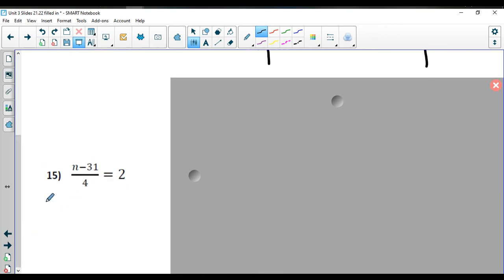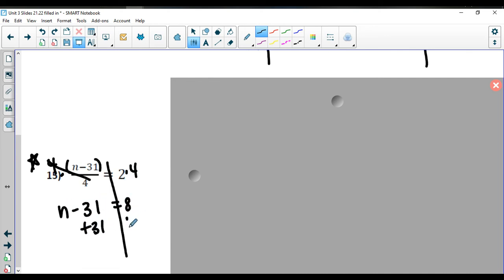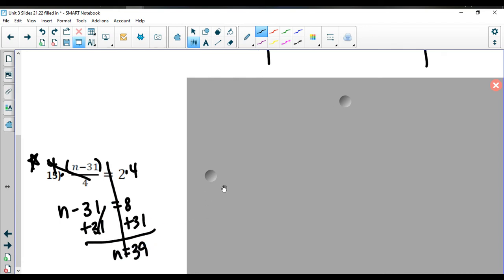So here's your first one. Go ahead and solve number 15. Type in your answer, n equals. Put the top in parentheses, multiply by 4 to cancel this out, doing that on both sides. I get n minus 31 is equal to 8. So I add 31 to both sides, and that gives me n is equal to 39.